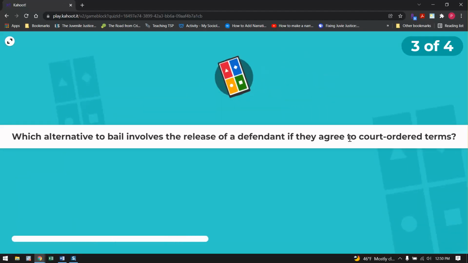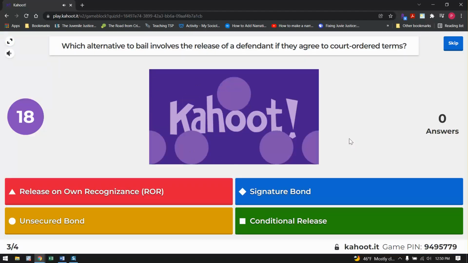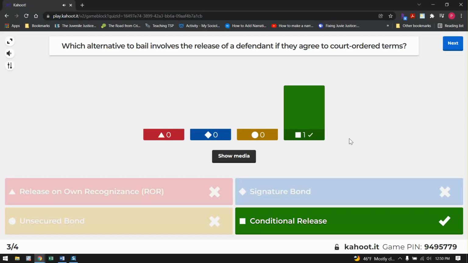Question 3 is asking you to differentiate between different types of alternatives to bail. The alternative to bail that's asked about here is where you're released if you agree to some court-ordered terms. And so the best answer here is the conditional release. Typically, the conditional release involves the defendant participating in some sort of treatment program or continuing their employment, or anger management, some sort of therapy that the court is ordering them to do as we lead up to that trial process.